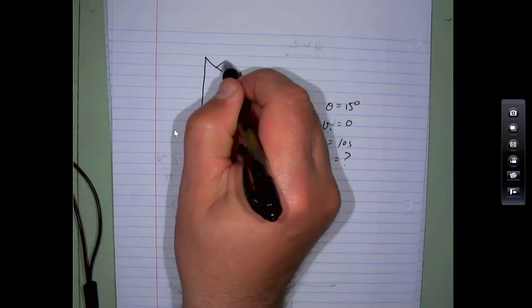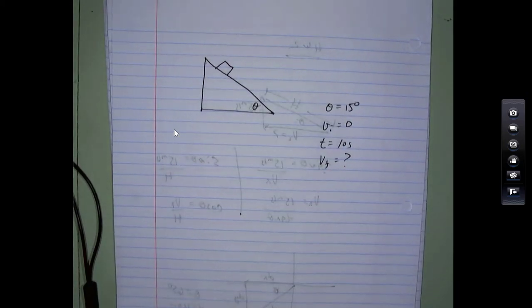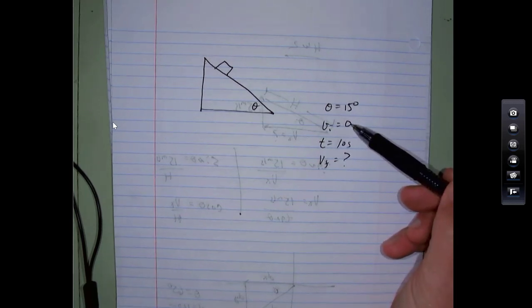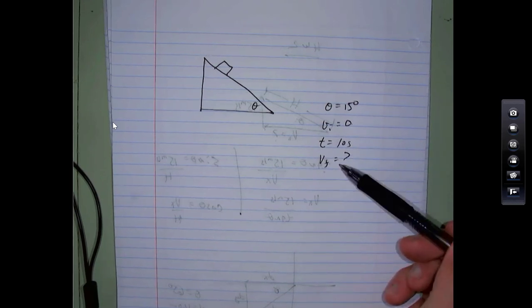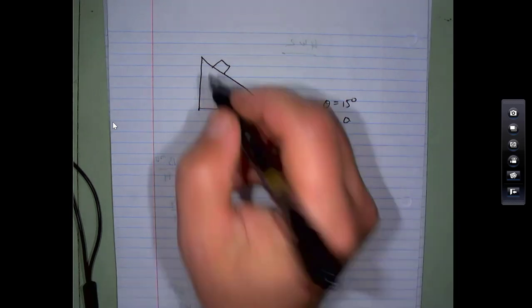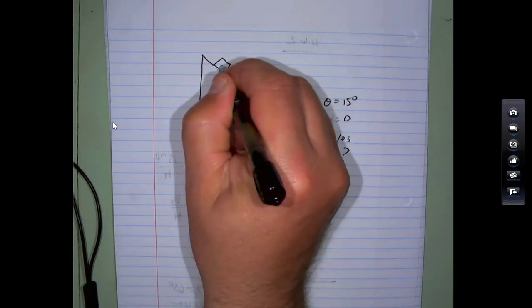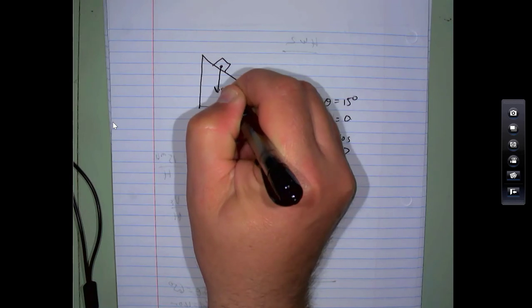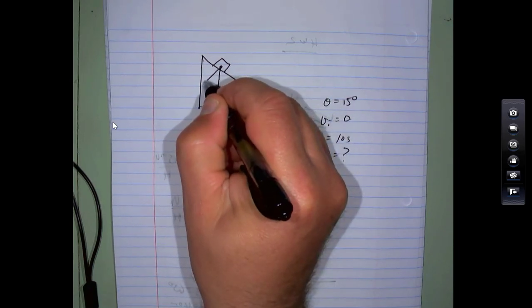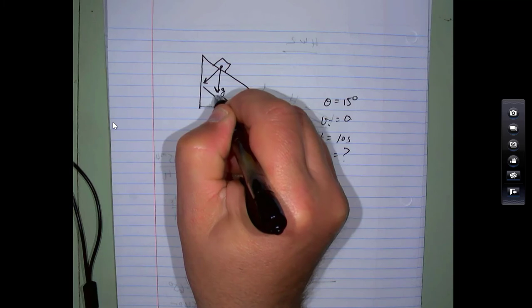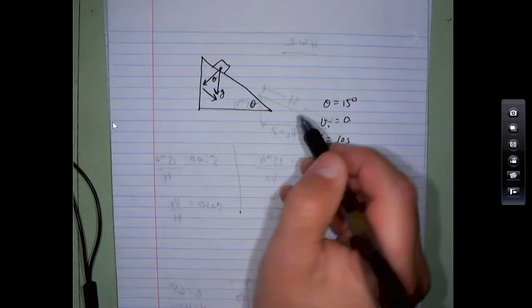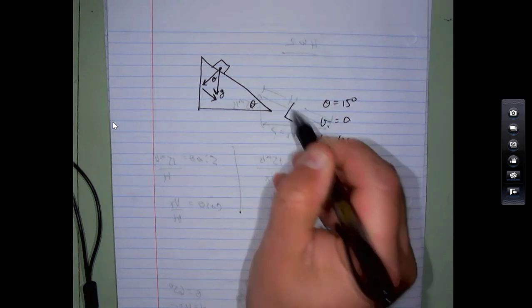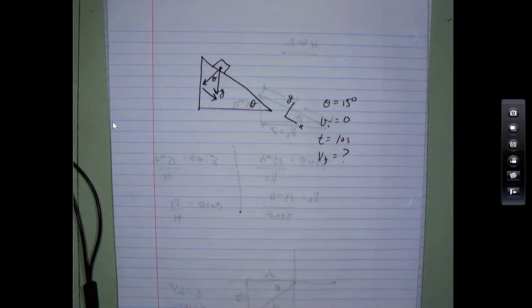I'm just going to draw this as a block sliding down an incline here. The incline is 15 degrees. The initial speed is 0 because we just begin sliding from rest. So after 10 seconds, how fast are we going to be going? The acceleration due to gravity is straight down. There's a component of gravity this way and a component of gravity this way. If this is theta, this turns out to be theta. And we're looking at motion like this. Refer back to the chapter, but this is the way we're looking at it.